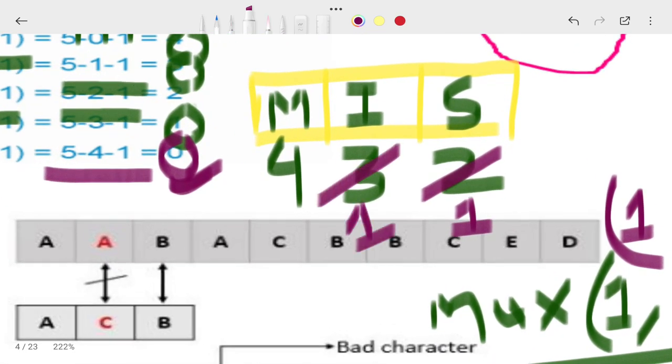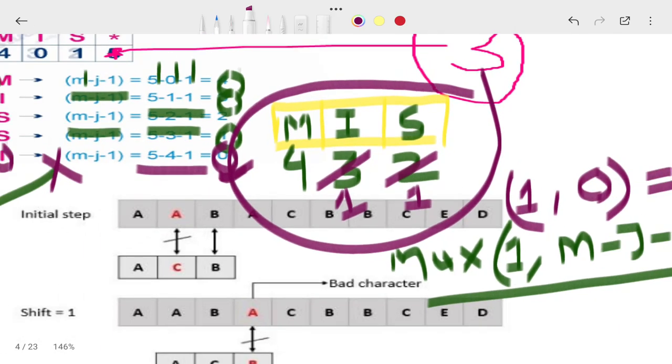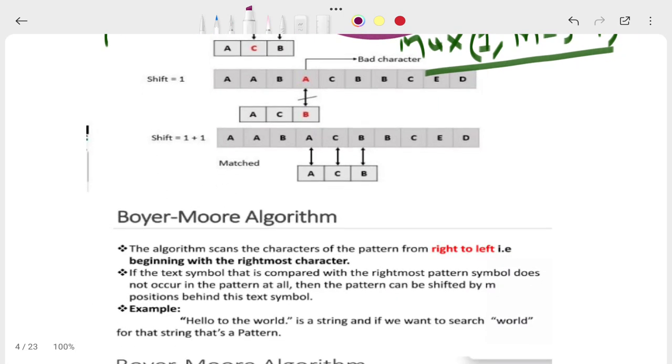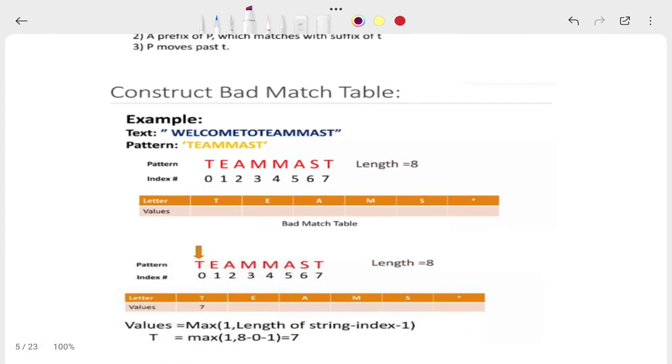So if you understand this one, how to make this array, this bad character match, then you can easily understand. If you are not able to understand, I will show another example of bad character match.